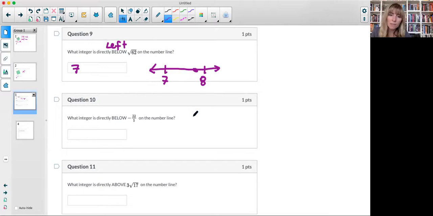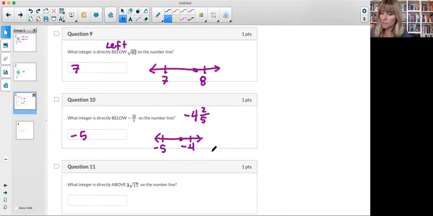Now, negative 22/5 is the same thing as negative 4 2/5. You could also type it in a calculator and get a decimal. 22 divided by 5, you'd see negative 4.4. Be careful with your negatives. So I'm going to go this direction. Okay, so negative 4 and negative 5. I'm between here, somewhere about right there. So what is directly below? Remember, below means to the left, so negative 5.